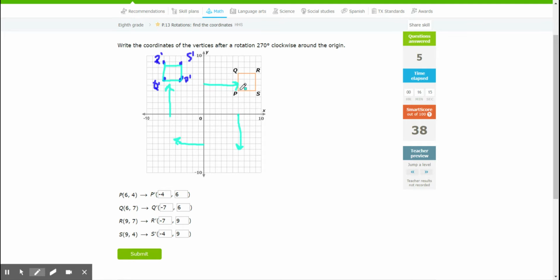And what was QP over here is still Q prime P prime. And what was RS is still R prime S prime. So it is, in fact, turning that 270 degrees to help you visualize that turn.